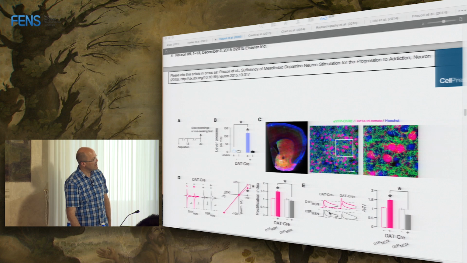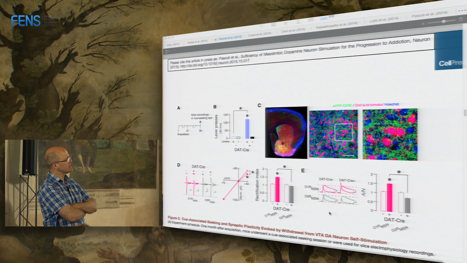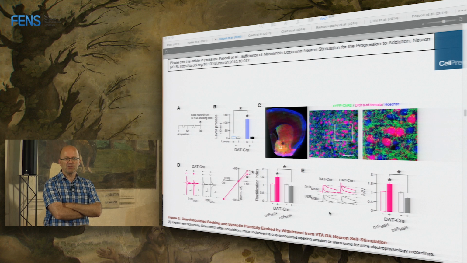Okay, now figure three. That's an easy one for you now, right? What's the purpose here?